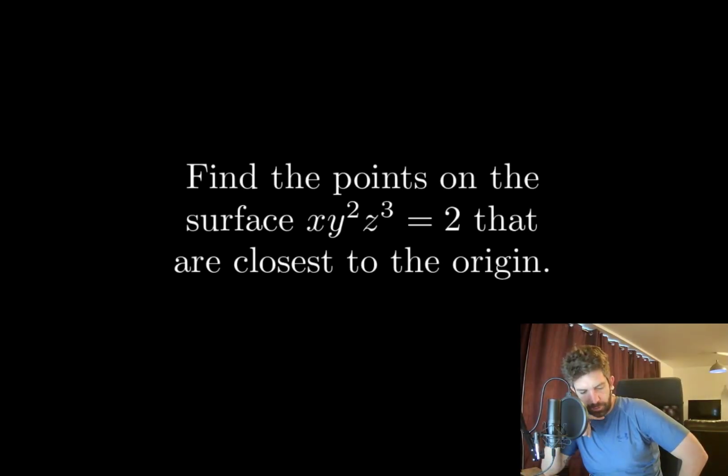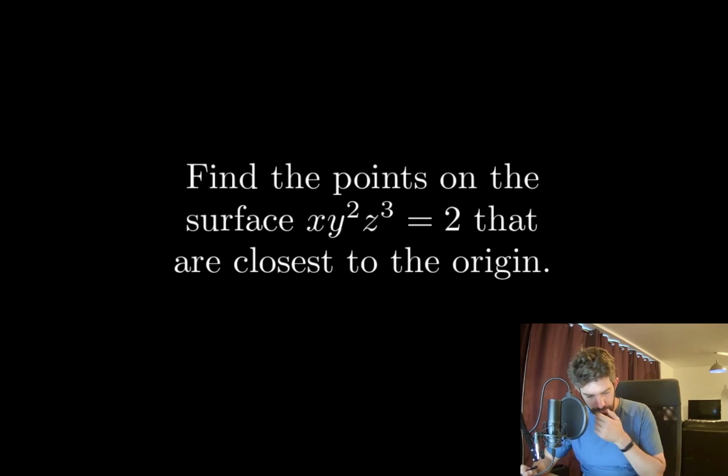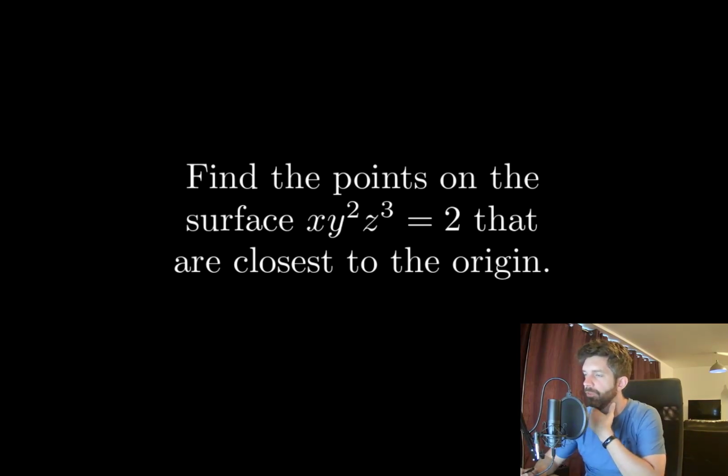Find the points on the surface x y squared z cubed equals 2 that are closest to the origin. Okay, so we have a function of 3 variables, which is equal to a constant. So this is going to define a curve in 3-dimensional space, and we want to find the points closest to the origin. So is the best way to do this to write down the distance?